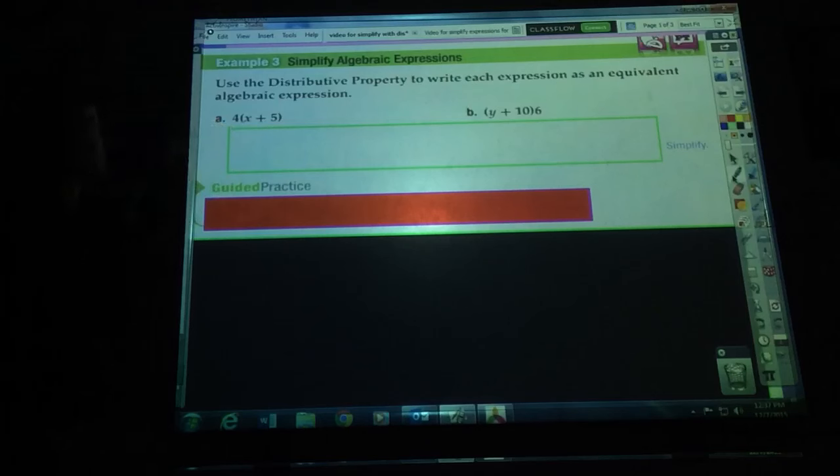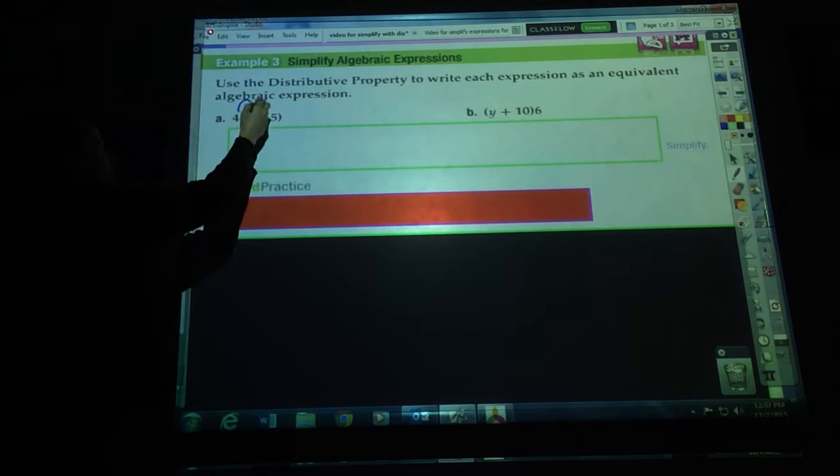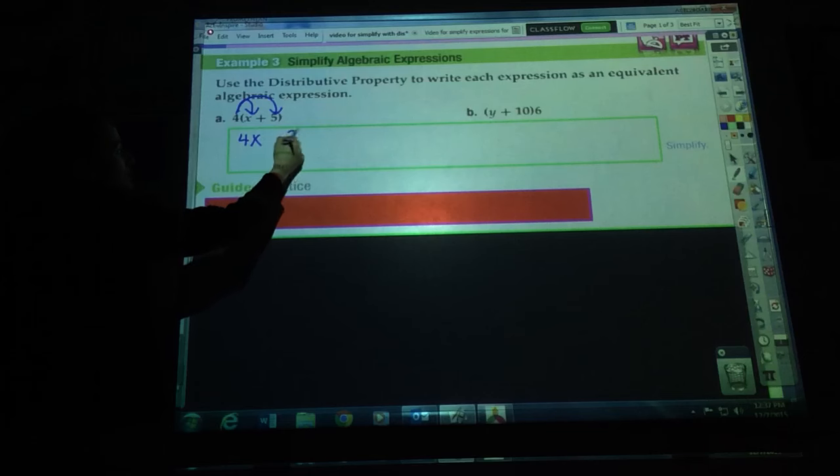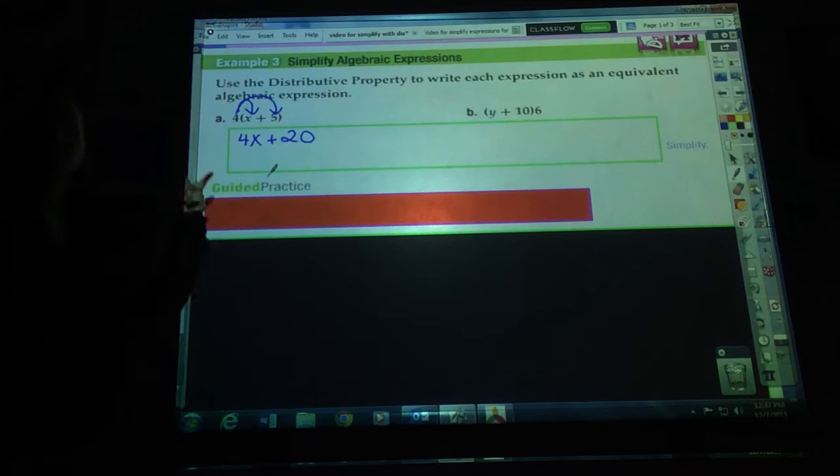To simplify this, the distributive property would tell me to multiply the 4 by everything on the inside. So I'm going to multiply 4 by x, and that gives me 4x. 4 times 5, and that gives me 20. And then you bring down whatever operation you have in the middle. I can't simplify this any further because I don't know what x is. So I can't evaluate or solve.